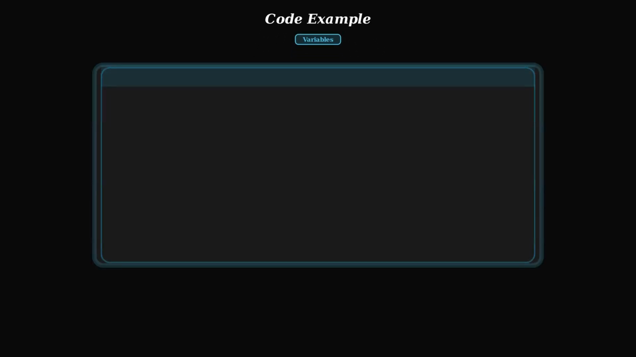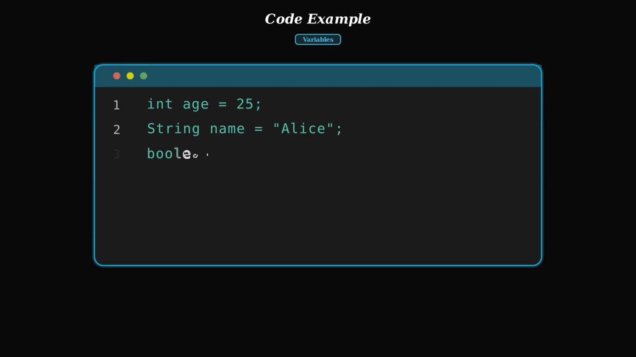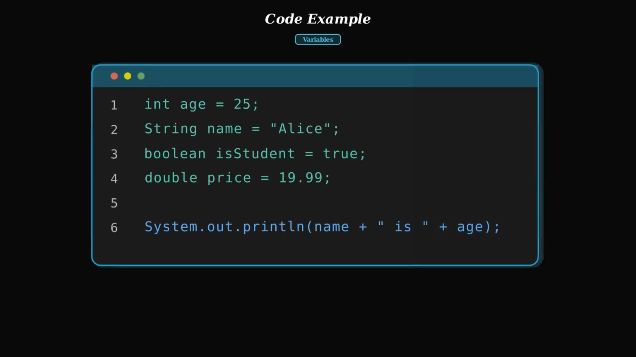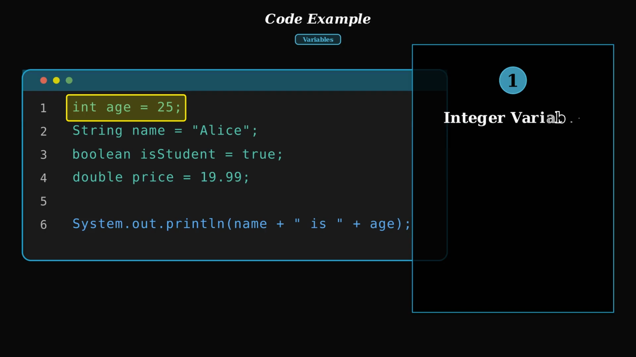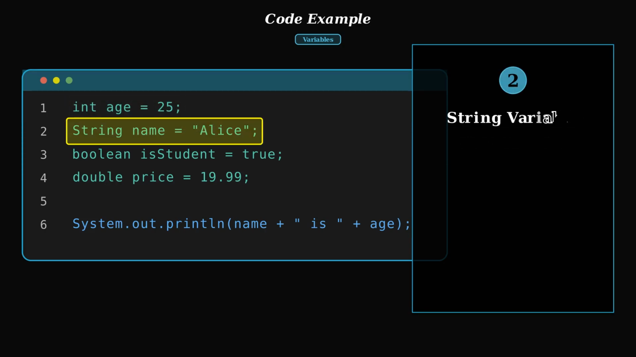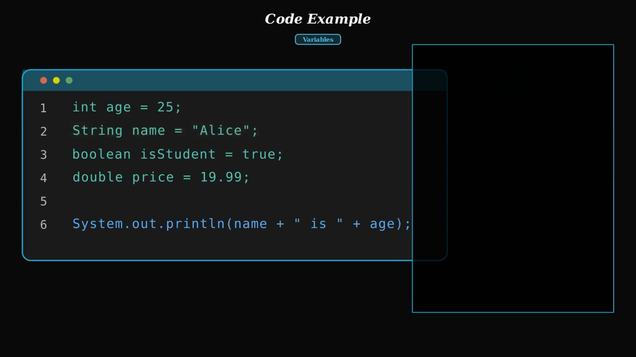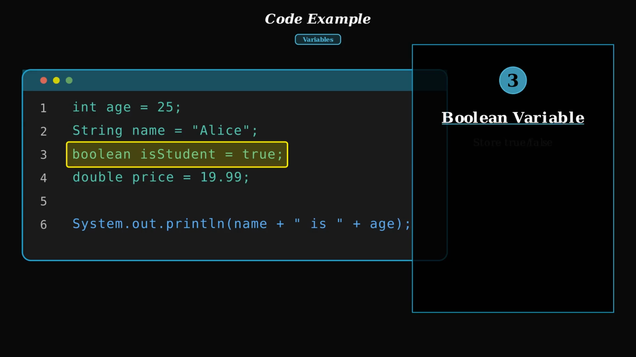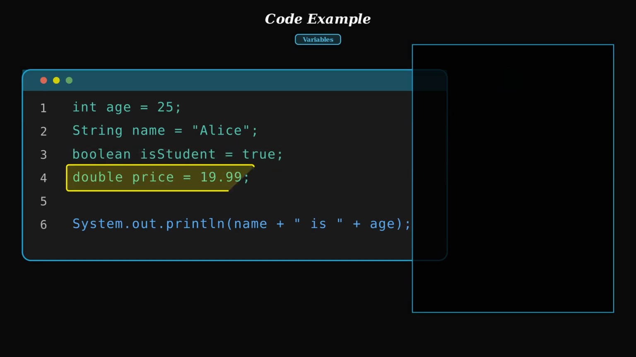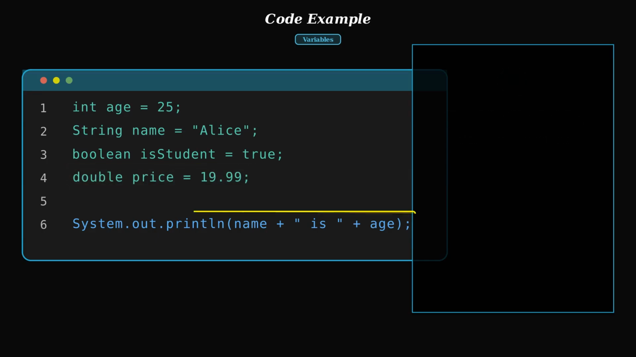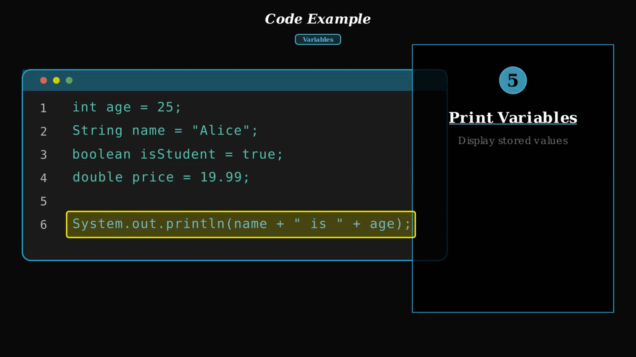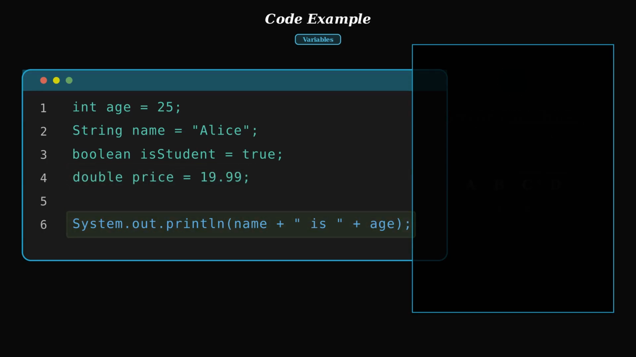Let's see how to implement variables in code. Here is the implementation. Integer variable. Store whole number. String variable. Store text value. Boolean variable. Store true/false. Double variable. Store decimal number. Print variables. Display stored values. Now let's see the output of this code.